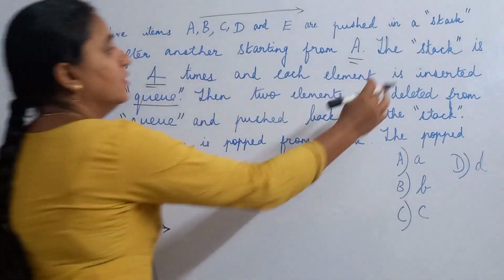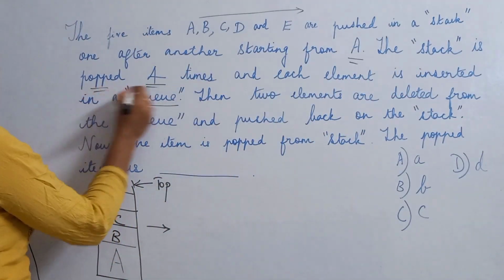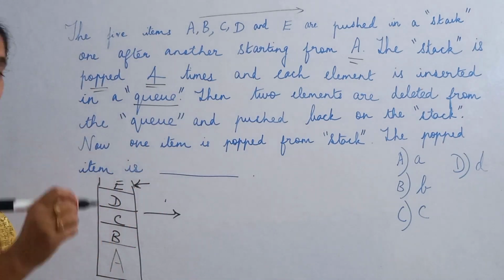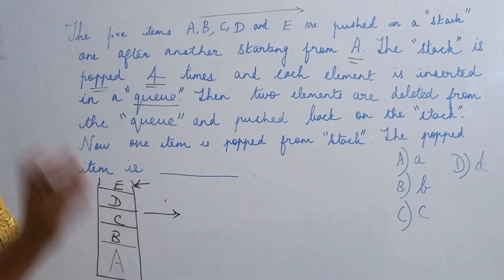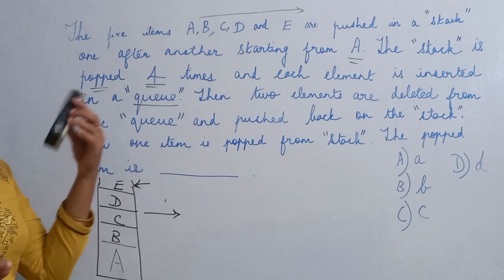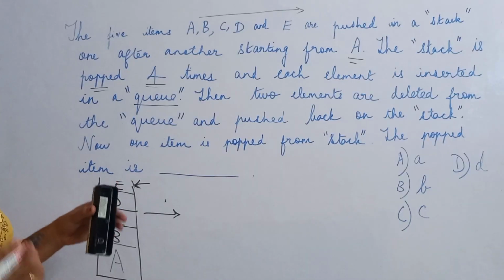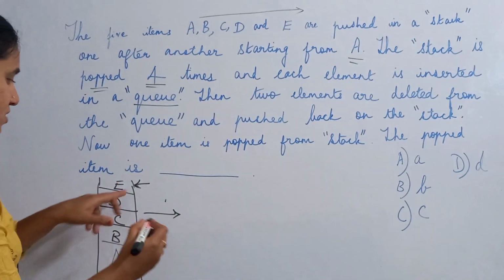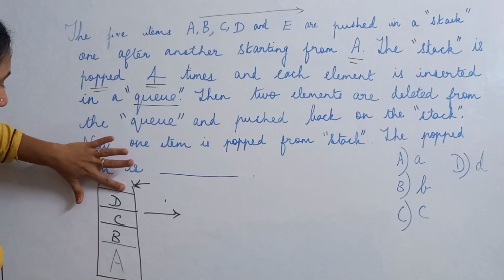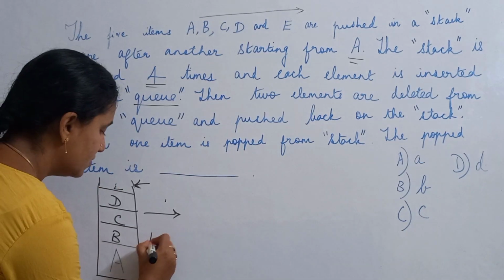So now the stack is popped 4 times. So now I am going to start removing the items 4 times from the stack. Okay, so now shall I remove? Okay, so now what is the first element? So the first element removed is E, isn't it?